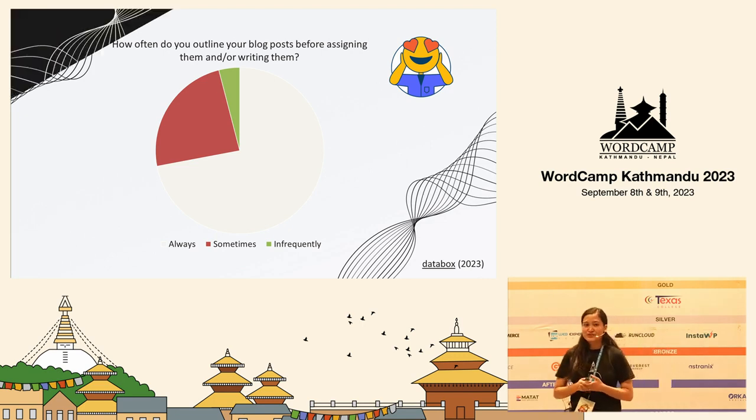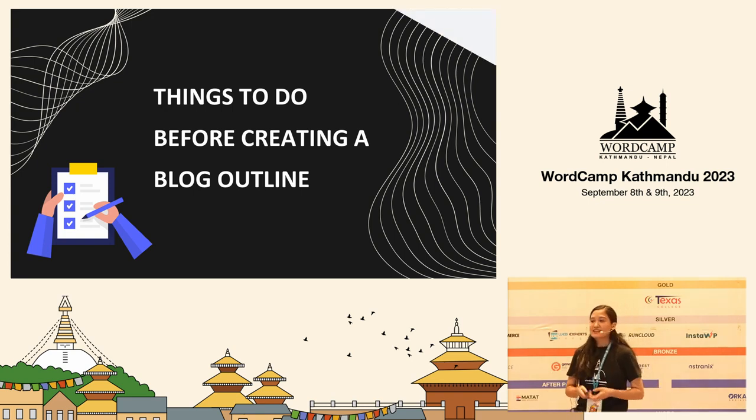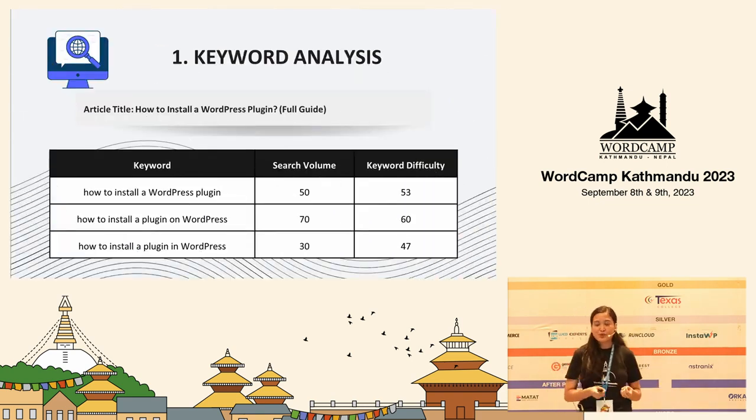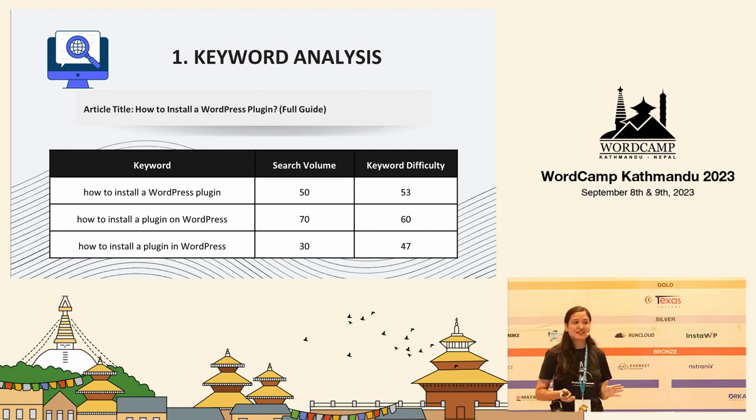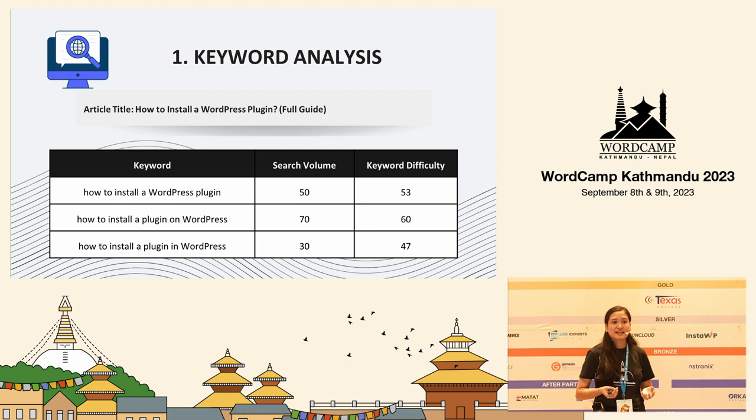Now, let's move to the topic things to do before creating a blog outline. So first of all, keyword analysis. Suppose that you have already decided the title of your article that you are going to write. And for our case in this presentation, I will be taking the example how to install a WordPress plugin full guide. After you decided the title, you have to figure out and collect the different keywords you are going to use using different SEO tools.